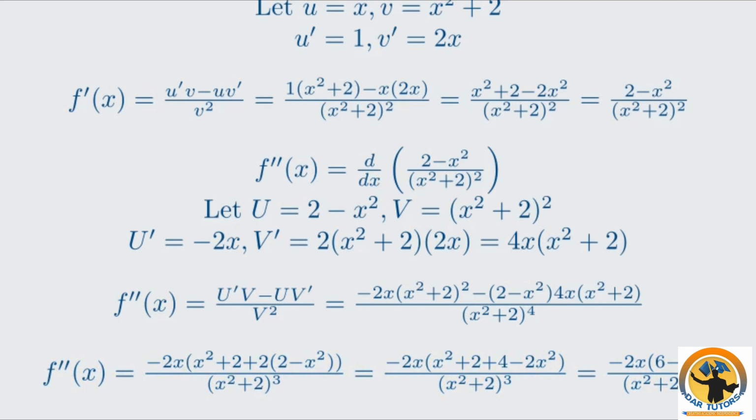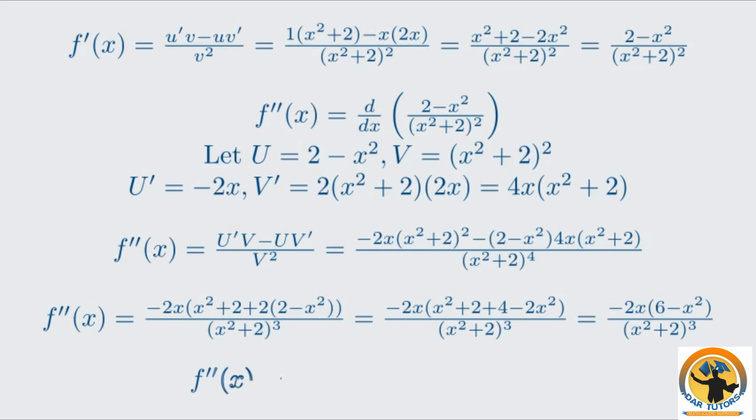Now we need to find x such that f double prime of x equals 0. This means we set the numerator equal to 0. Negative 2x times 6 minus x squared equals 0. This equation is true if x equals 0, or if 6 minus x squared equals 0.